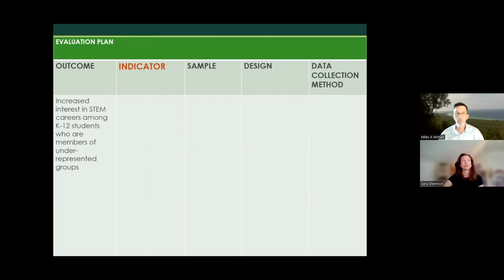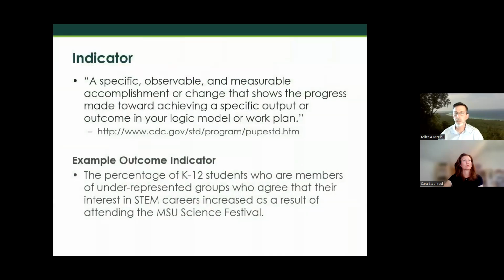So we already figured out our outcome, and it is, again, increased interest in STEM careers among K-12 students who are members of underrepresented groups. So what's our indicator? Well, what are indicators after all? So here's how the CDC defines them. It's a specific, observable, and measurable accomplishment or change that shows the progress made toward achieving a specific output or outcome in your logic model or work plan.